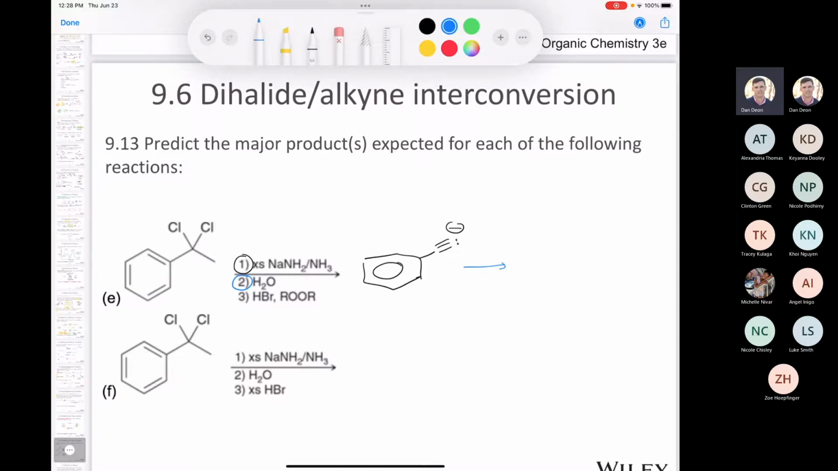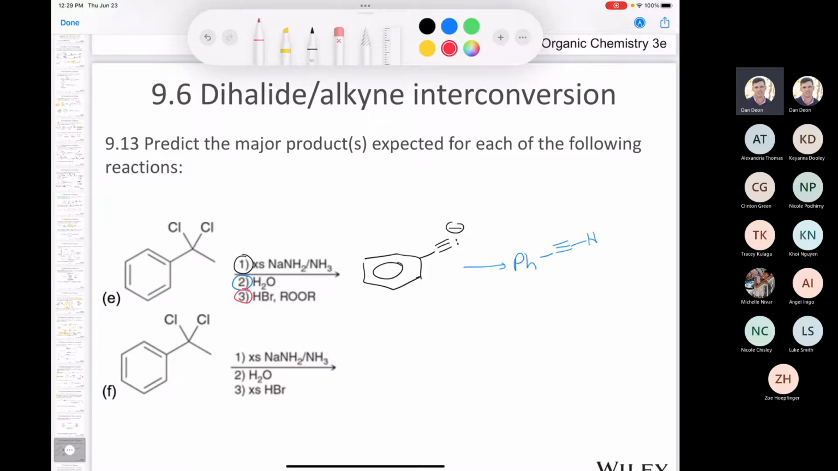After step 2, you're going to add the proton, so you end up putting the proton on the end. And then in the last step, if you have HBr and peroxides, is that going to add HBr in a Markovnikov or an anti-Markovnikov fashion? Could anybody tell me? Anybody? Would this be Markovnikov or anti-Markovnikov?